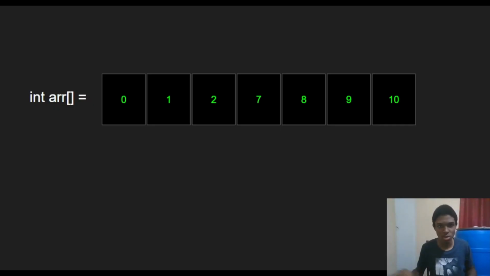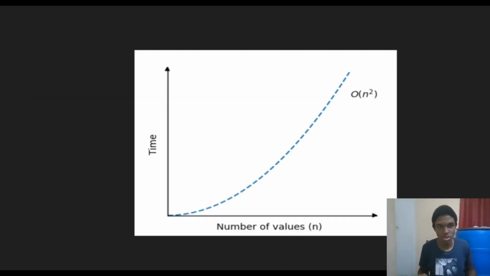Guys, so that was our bubble sort algorithm visualized. So let's move on to our time complexity graph for our bubble sort algorithm. So here you guys can see on the x-axis we have the number of values, which is represented by the symbol n, and the time on the y-axis.